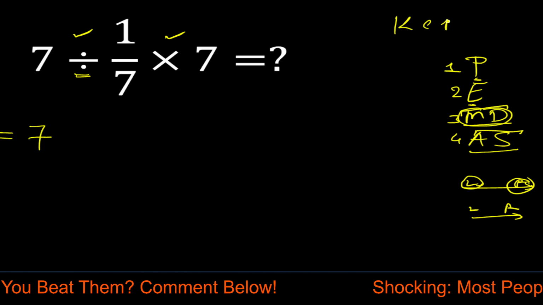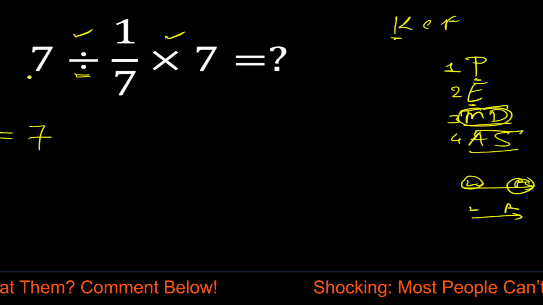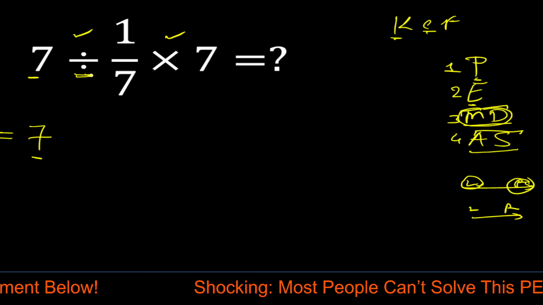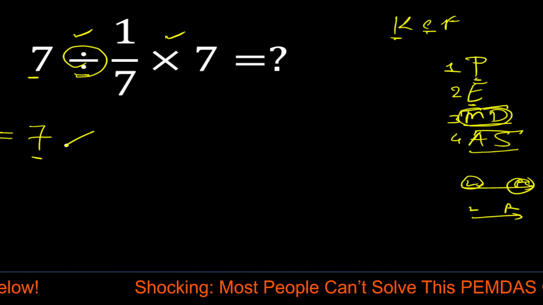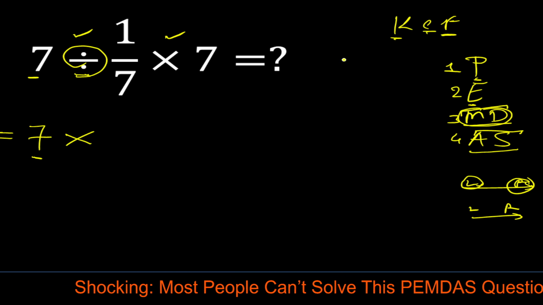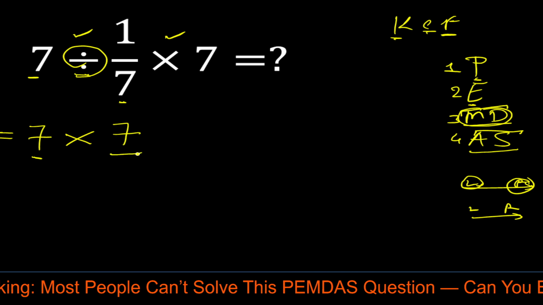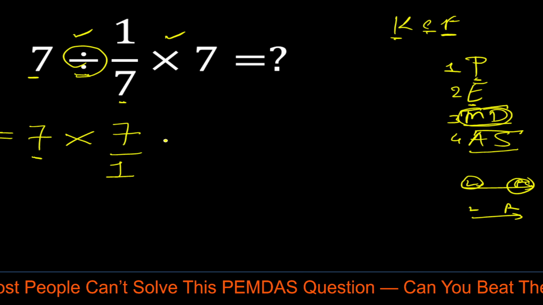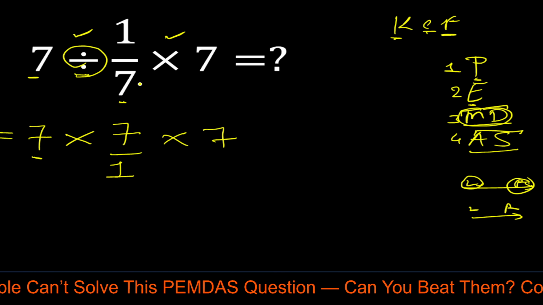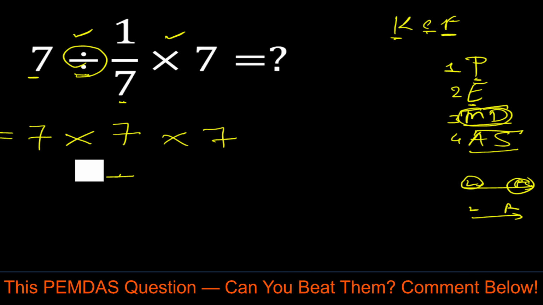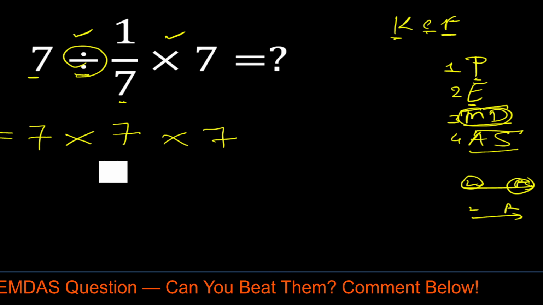Now according to KCF rule, K means keep this 7 as it is same. Then C means change this sign from division to multiplication, and F means flip this fraction. 1 upon 7 is equal to 7 upon 1, right? Now times 7. So now 7 upon 1 is equal to 7. So we can remove this one, right?